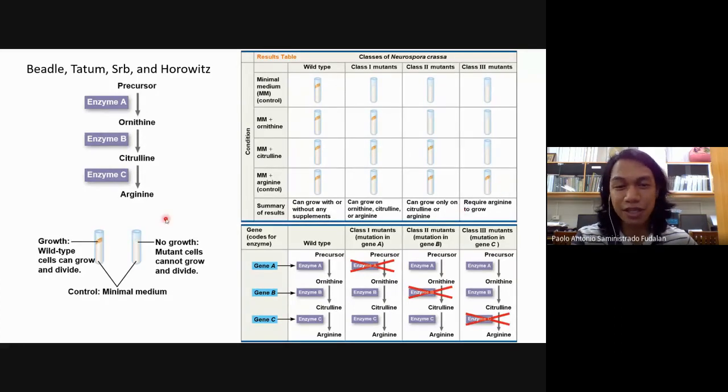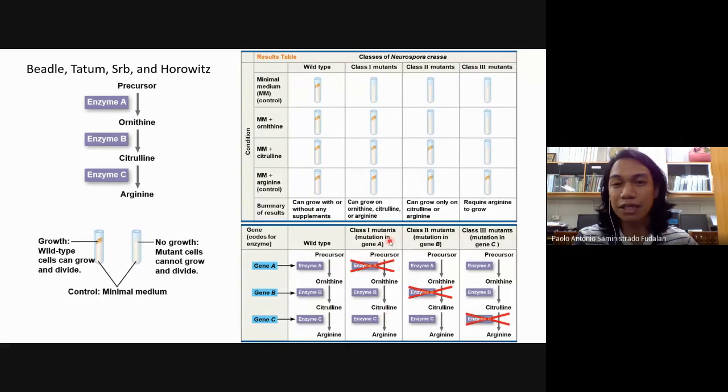What does this mean? So the explanation is here at the bottom. Now, in your wild type, all the enzymes are present, so no problem. But in class 1 mutants, they lack enzyme A. So meaning to say, if you grow them in minimal media, they cannot turn the precursor into ornithine, no? So they cannot produce arginine in the minimal media. So they will die. So they have to be provided first with ornithine, citrulline, or arginine in order to survive.